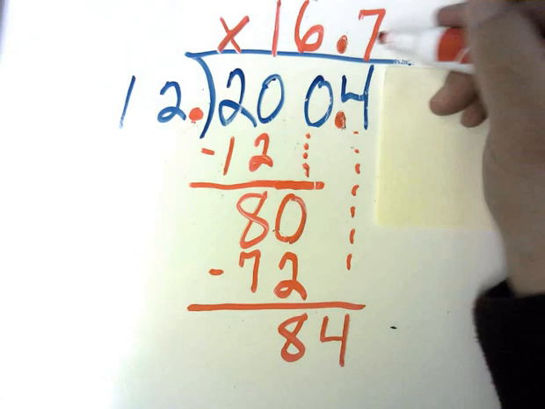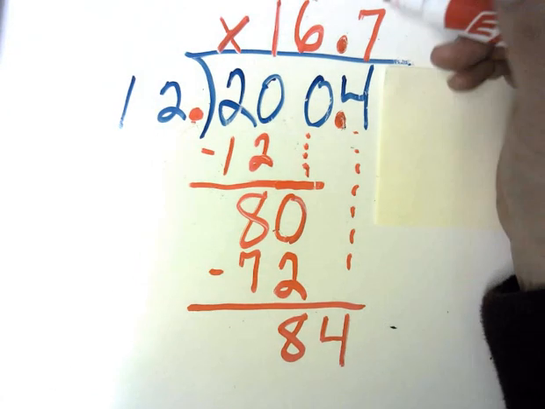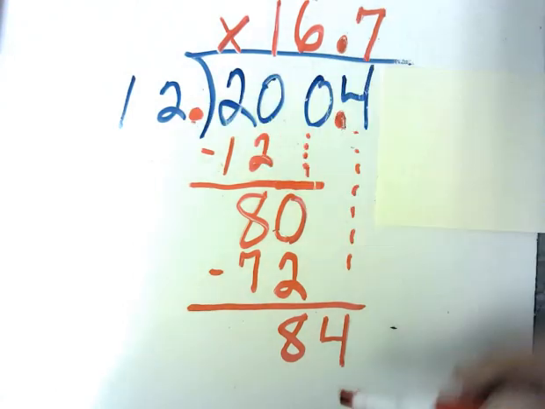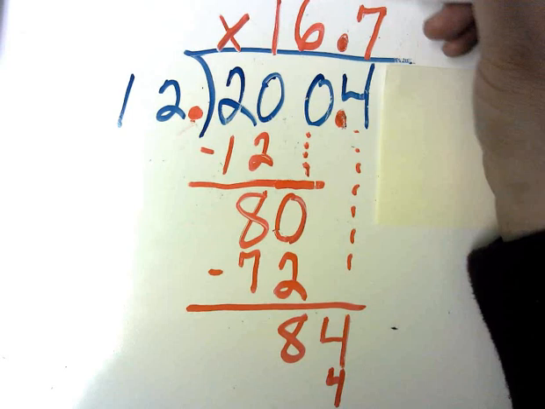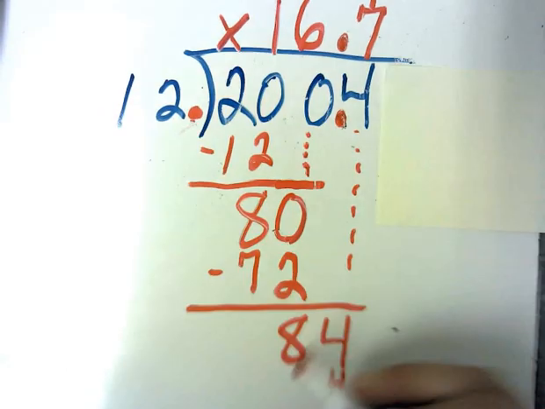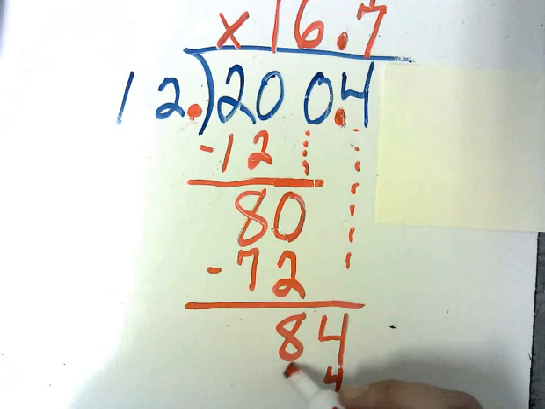And I am left with 0. You would check, is it less than 12? It absolutely is. There are no other numbers to bring down, so you are done. And the answer to this, the quotient, is 16 and 7/10.